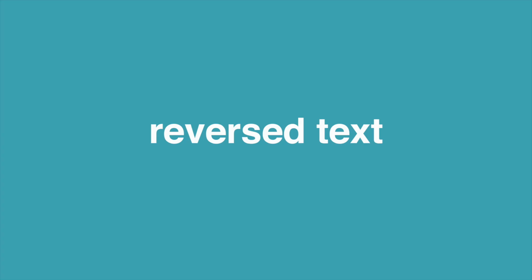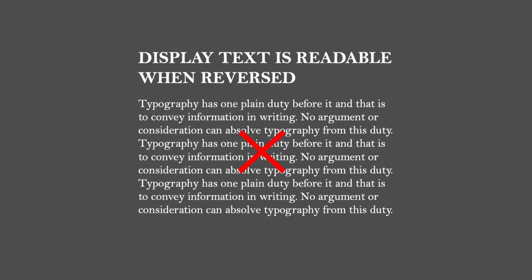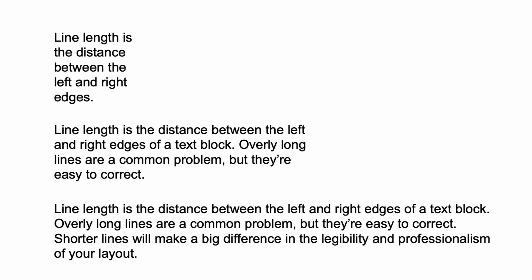Reverse text. This is when white type is on a black or dark colored background. It needs to be display type to be readable. Don't reverse body copy. Line length. If a line of text is too long, it tires our eyes. Keep the line length appropriate to your layout.